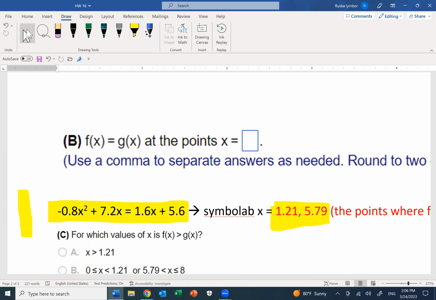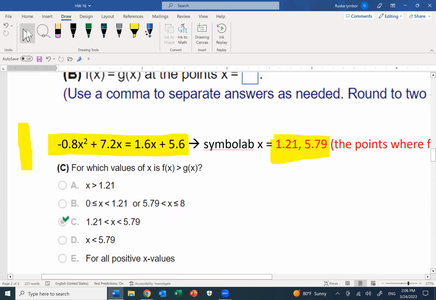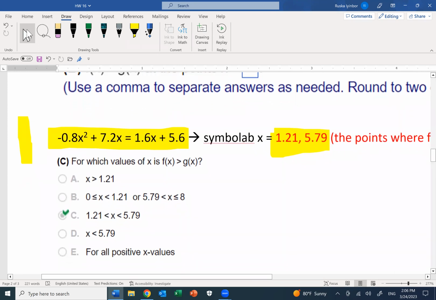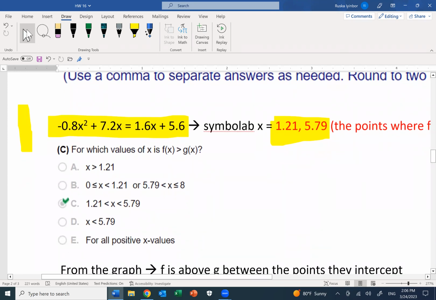And then the next part, C, it's asking me for which values of x F is greater than G. F is greater than G means the graph of F is above the graph of G.